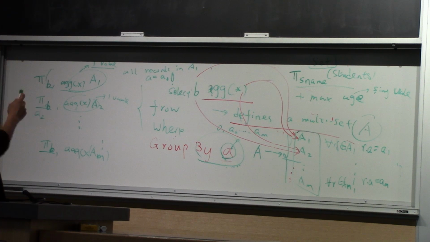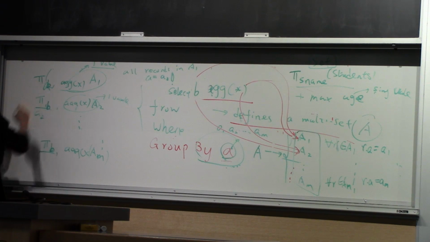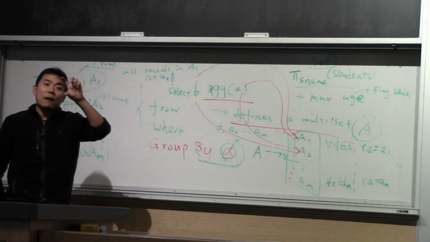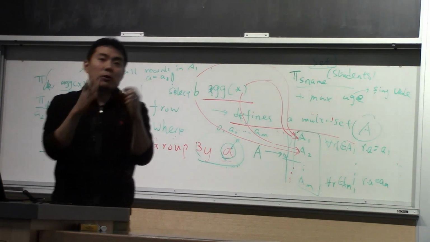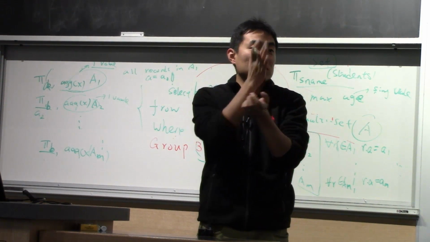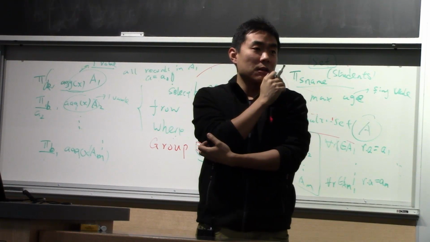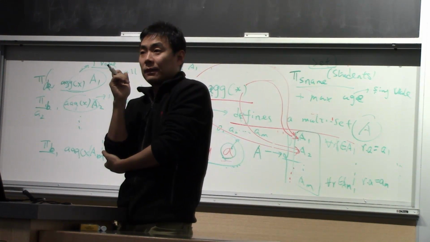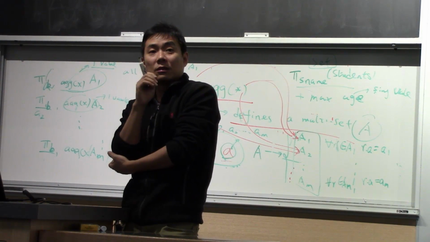You may wonder why it was okay to project out A, but not B. That's because you group by A. If you group by A, all records in the same group are guaranteed to have the same values with respect to attribute A. But they're not going to have the same values on attribute B. All of you follow this?